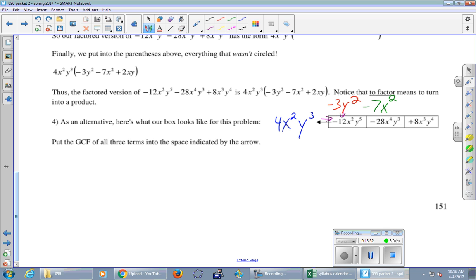And then finally, 4 times what for the 8? It is 2. But before the xy, what else should we put? Plus, right? Plus 2. And then how many x's do we need? 1. Y to the third to y to the fourth means we need 1y.